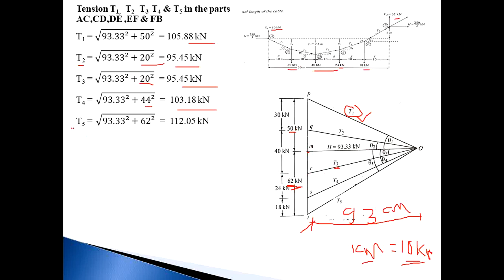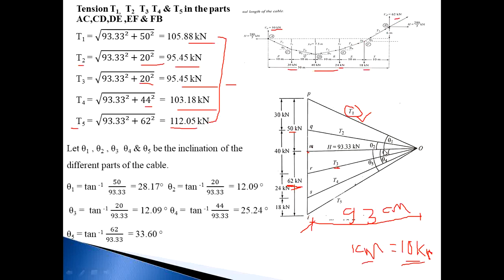Then next calculate T5. For T5 we consider triangle TMO. The OM distance is the base, that is 93.33, and MT is 62. So T5 is equal to the square root of 93.33 square plus 62 square, which is 112.05 kilonewton. This is the tension in all the cables, that is AC, CD, DE, EF and FB. Now we calculate the thetas for all.